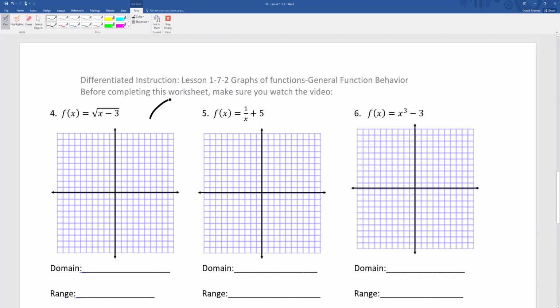This one is a square root. So that's going to move over 3 spaces. There's only a horizontal shift. So my domain is going to be from 3 to infinity. My range is going to be from 0 to infinity.